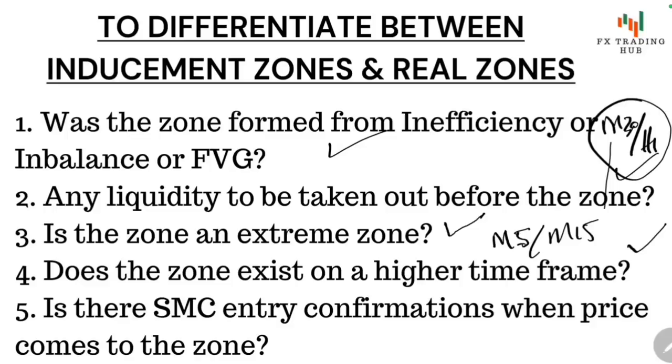If that happens, then that zone has a higher probability of working out. But if there is no corresponding higher time frame zone where you just saw your lower time frame zone, then there's a probability that zone might not work out.